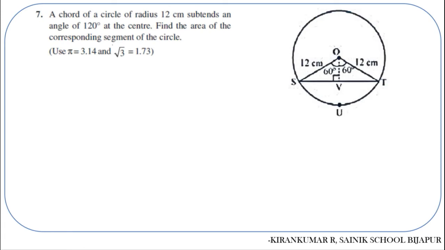Question number 7. A chord of circle of radius 12 centimeters subtends an angle of 120 degree at the center. Find the area of the corresponding segment of the circle. Here the angle subtended is 120 degree. Here I have considered a perpendicular. I have named it as OV. So the angle formed here is 60 plus 60, 120 degree.